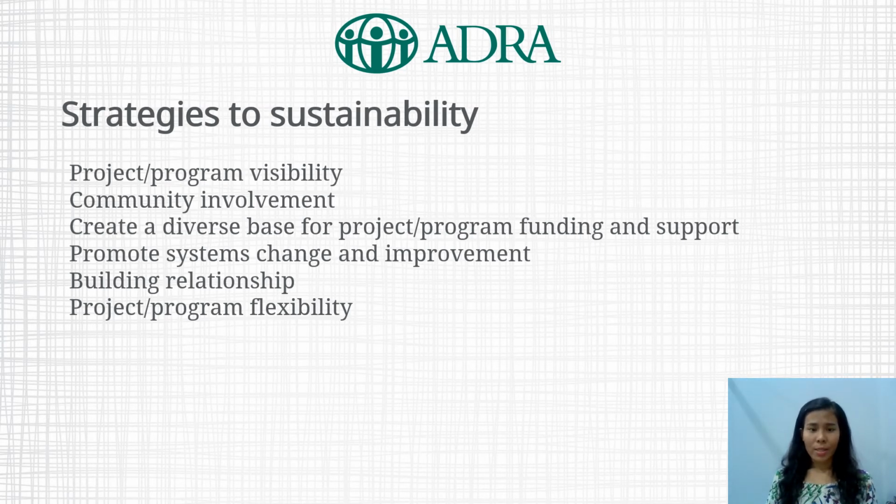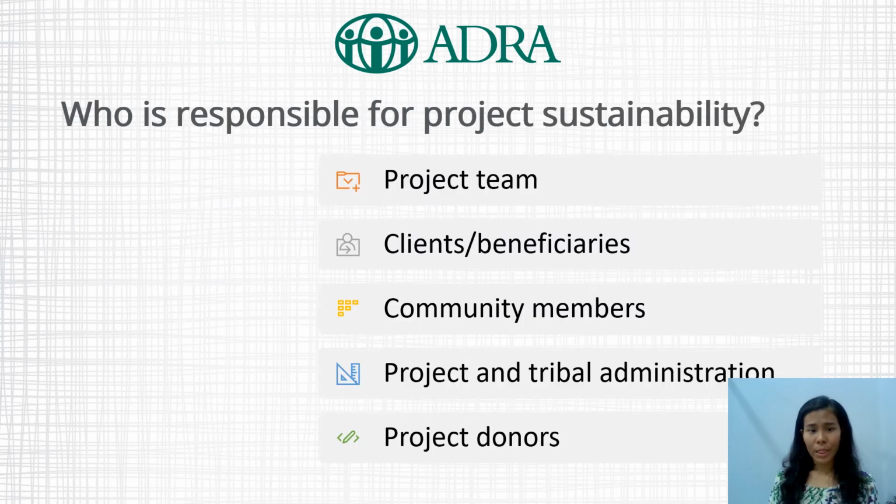And the other one is project program flexibility. This is also very important. So we should be open to new ideas, be able to accommodate change and rethinking, and also focus on project objectives rather than output. So this is a result-based management approach. So who is responsible for project sustainability? Project team, beneficiaries or clients, community members, project and tribal administration, and project donors.